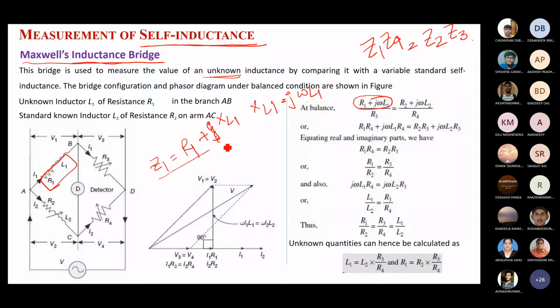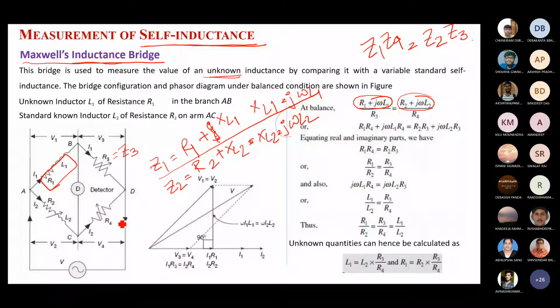Then what is Z2? Z2 equals R2 plus j XL2, where XL2 is j omega L2. You replace that value over there. Z3 and Z4 are directly resistances. If you replace them, then cross multiply.